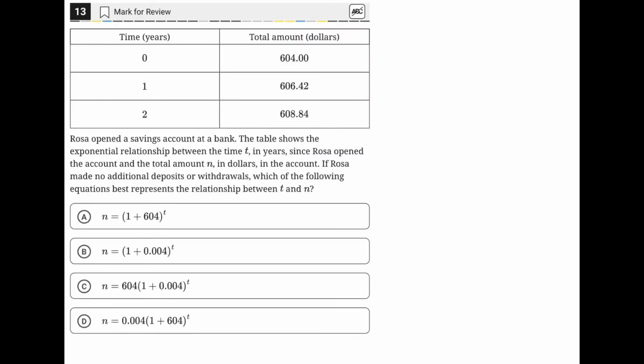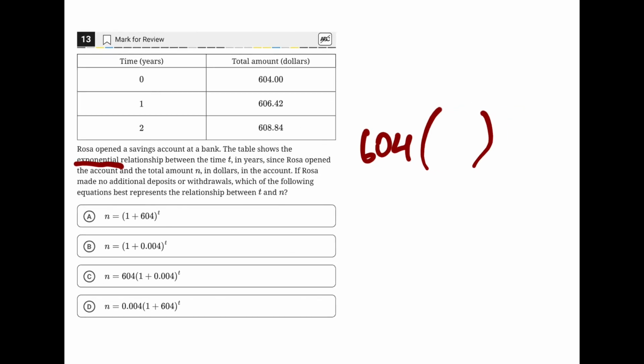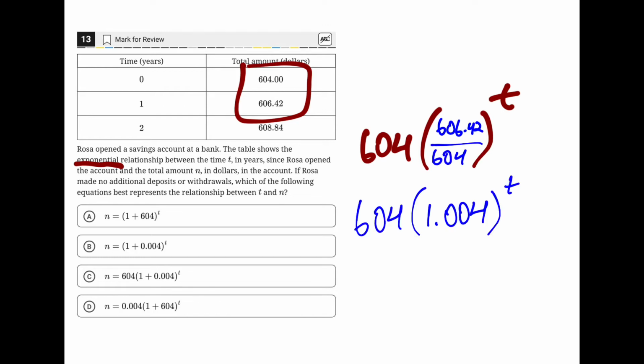Number 13, they tell us is exponential, so we're going to use the initial or principal amount. We're going to multiply that by either a growth factor or a decay factor. Here, it's going to be a growth factor, and we're going to take that to a power t. So how can I figure out the growth factor? I can just take two of these and divide one by the other. So in other words, I'm going to plug in 606.42 divided by 604. And if I round that, I get something like this.